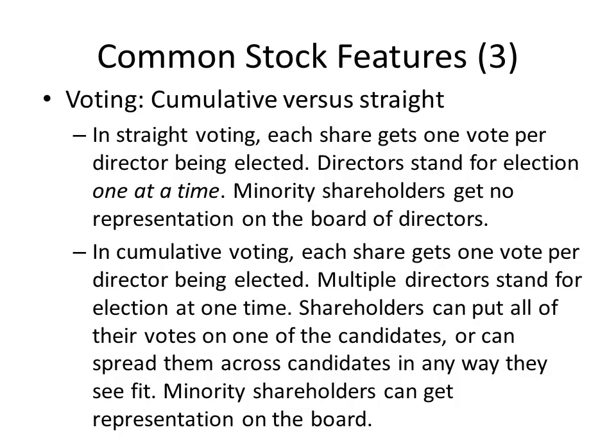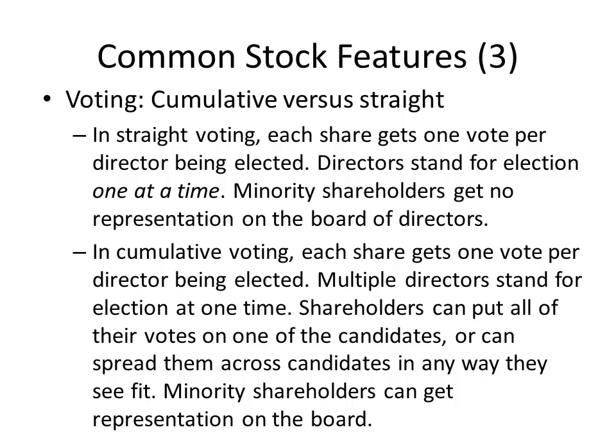Now, cumulative voting is a little different. In this case, each share gets one vote per director being elected, but multiple directors stand for election at the same time. Shareholders can put all their votes on one of the candidates or can spread them across candidates in any way they see fit. And in this way, minority shareholders can get representation on the board.